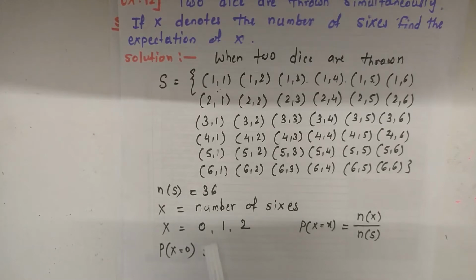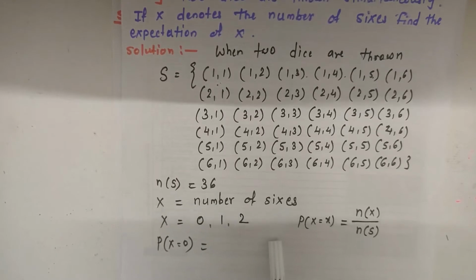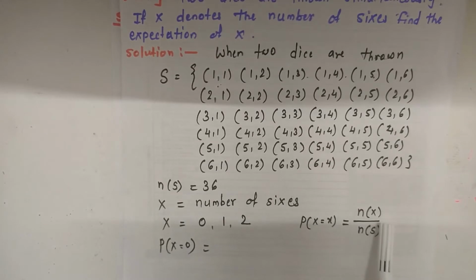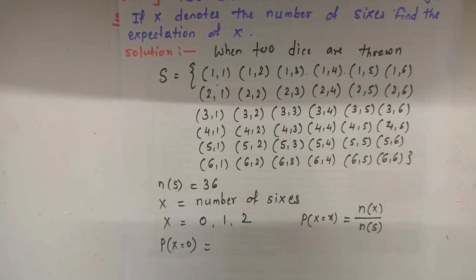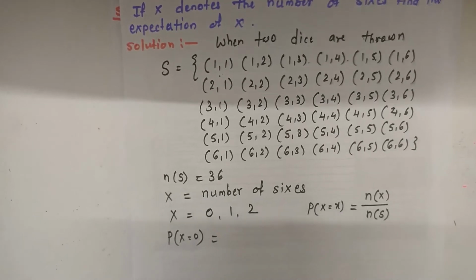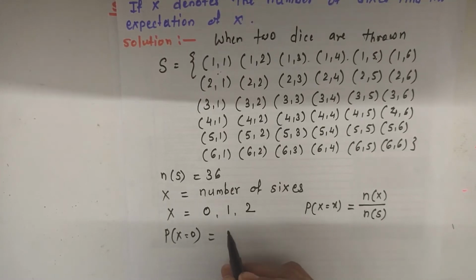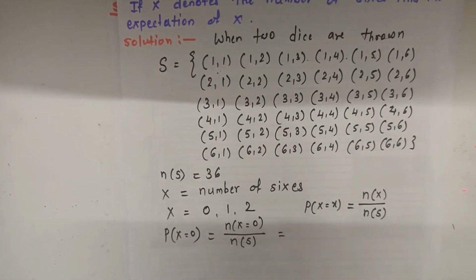Now here we have to find the probability of x is equal to 0, x is equal to 1 and x is equal to 2. We know that the probability of x is equal to the number of elements in x upon the total number of sample points. So the probability of x is equal to 0 is the total number of points in x is equal to 0 upon the total number of sample points. If x is equal to 0, that is there is no 6.